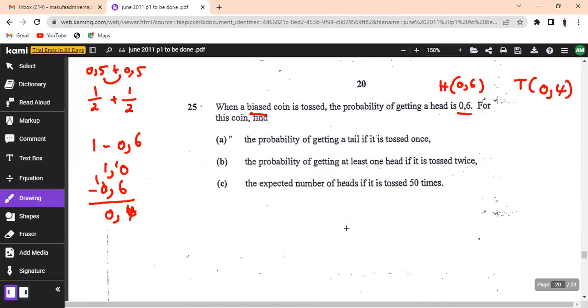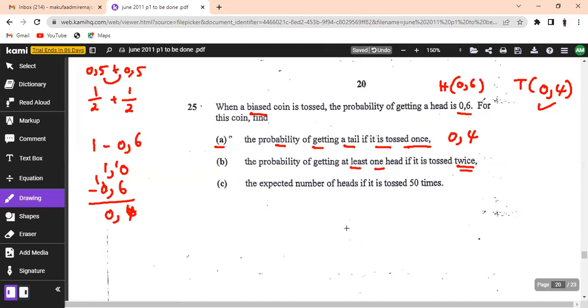So from this biased coin, to have a tail, it's 0.4. To have a head, it's 0.6. Okay, now the question on A is to find the probability of getting a tail if it is tossed once. So that's our tail here. We say it is 0.4.